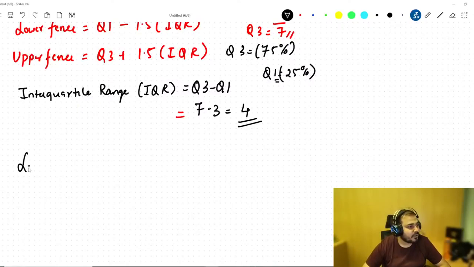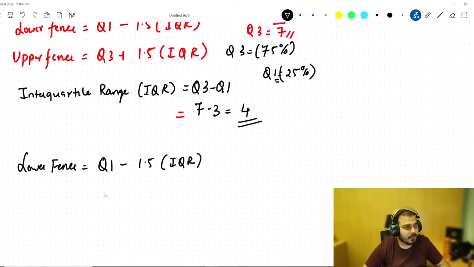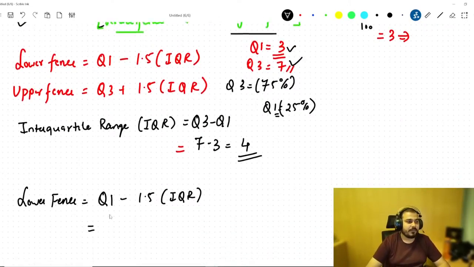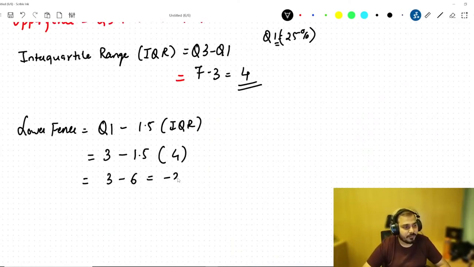Now let's go ahead and compute the lower fence. The lower fence is Q1 minus 1.5 multiplied by IQR. This is the lower fence formula. What is Q1 in this particular case? I have computed it, it is 3. You can see over here, Q1 is 3, Q3 is 7. So I write 3 minus 1.5 multiplied by IQR, which is 4. So 3 minus 6, which is minus 3. So the lower fence value is minus 3.